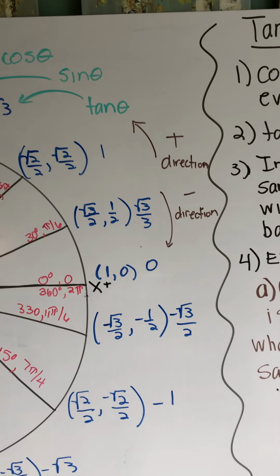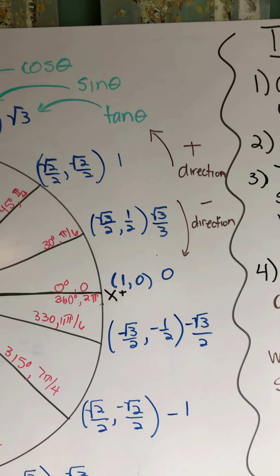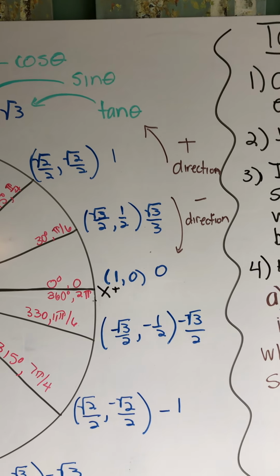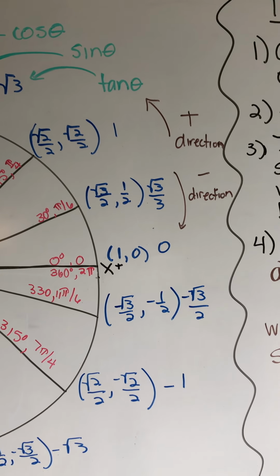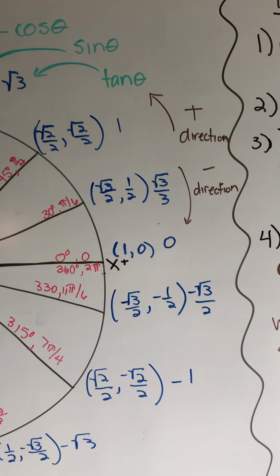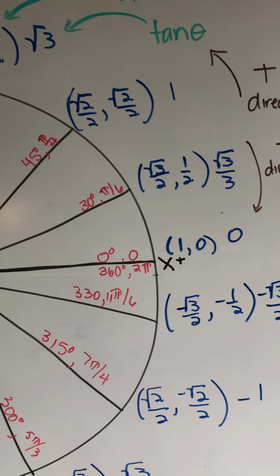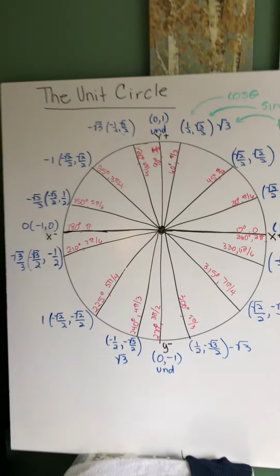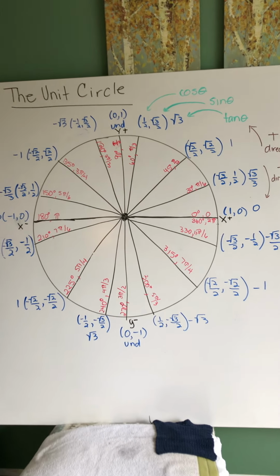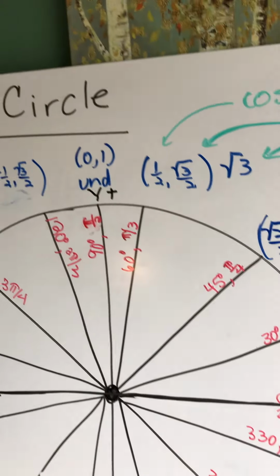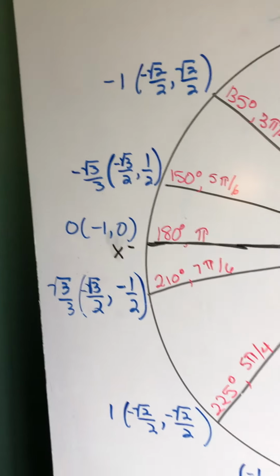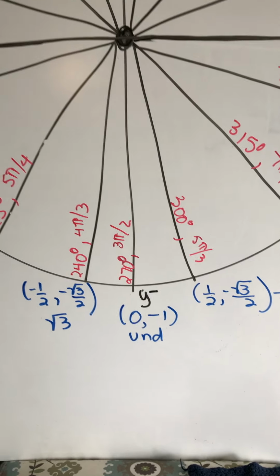I also included that when you rotate upward from 0 degrees or radians, that would be a positive angle. And if you rotate downward, that would be a negative angle. I also included on the unit circle, as if there was an XY axis that the circle was laying on top of, where X is positive and Y is positive, and where X is negative and Y is negative.